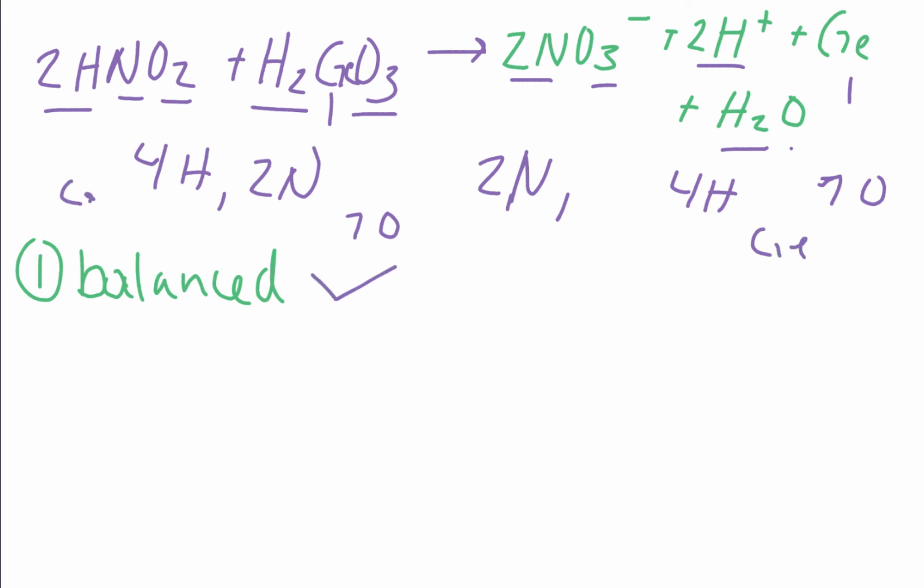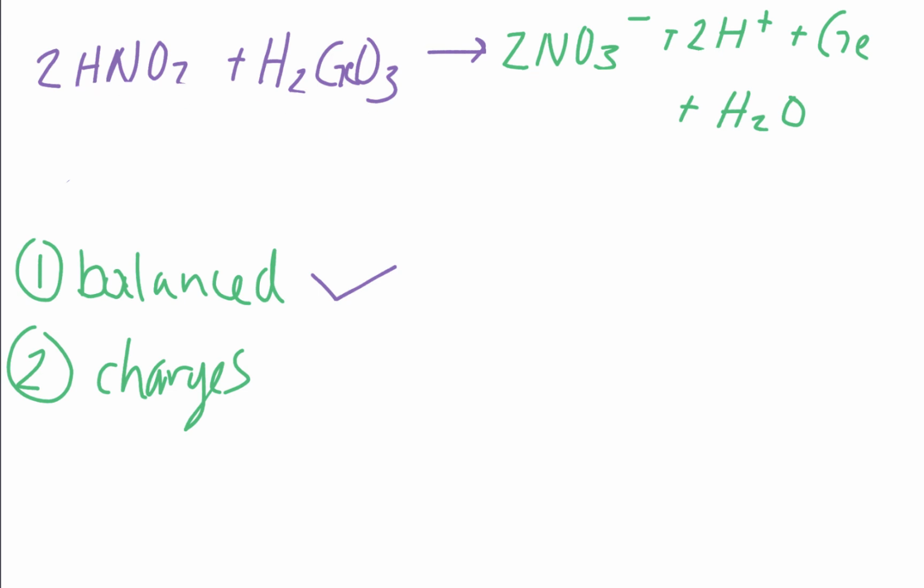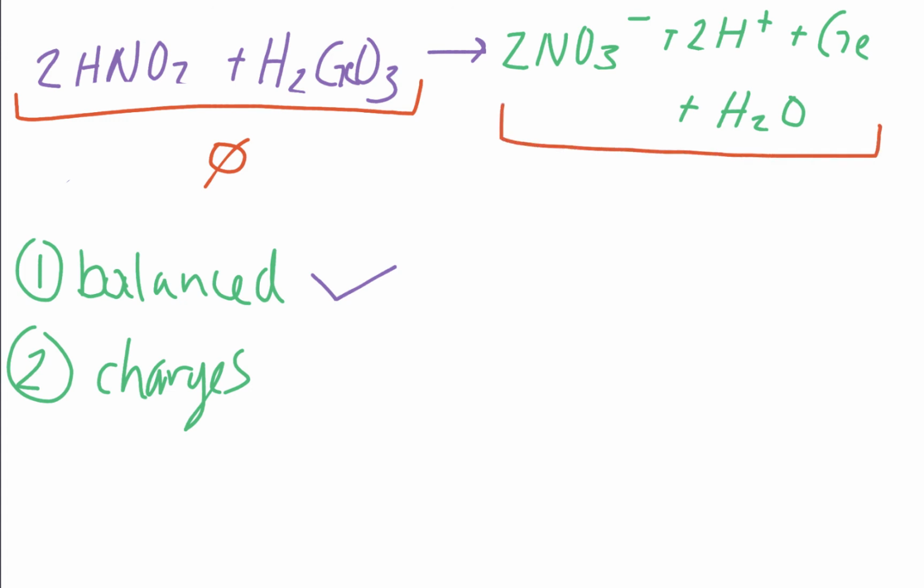The second thing that you can look for is that the charges are balanced as well. So both the elements and the charges need to balance for this to be an accurate equation. So we can check and see if the charges balance. Over here, both nitrous acid and germanic acid are neutral, so this is 0. Hopefully everything on the product side cancels out to 0 as well. Water and germanium are neutral, so those are 0. We have 2 protons with 2 positive charges and 2 nitrates with 2 negative charges, which sum up to 0. So our charges balance too.